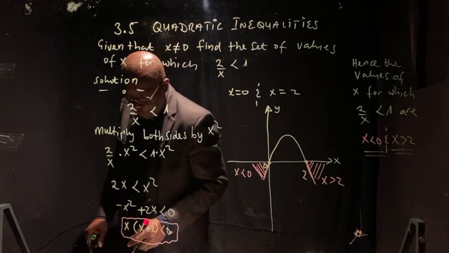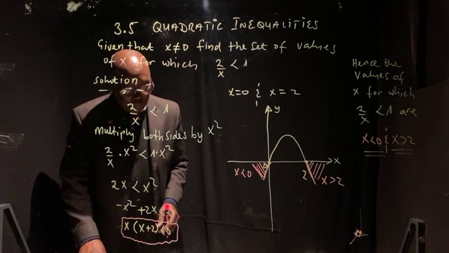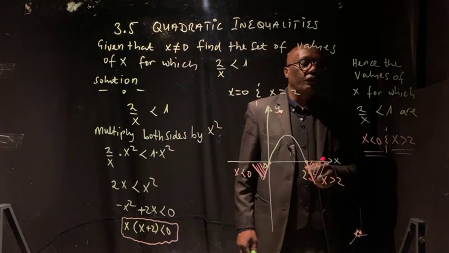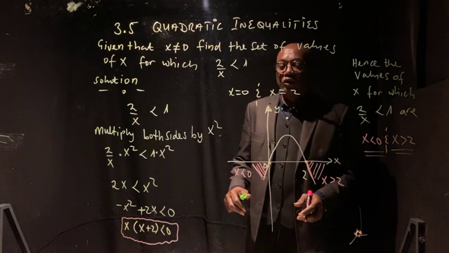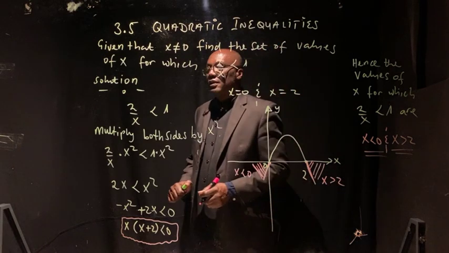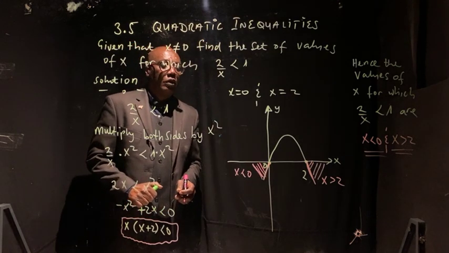Can you see the board? I believe you can see. Yeah. These are those values of x for which the inequality is valid. That is another way of doing it. I would suggest that you take your time to copy everything as you see on the board.